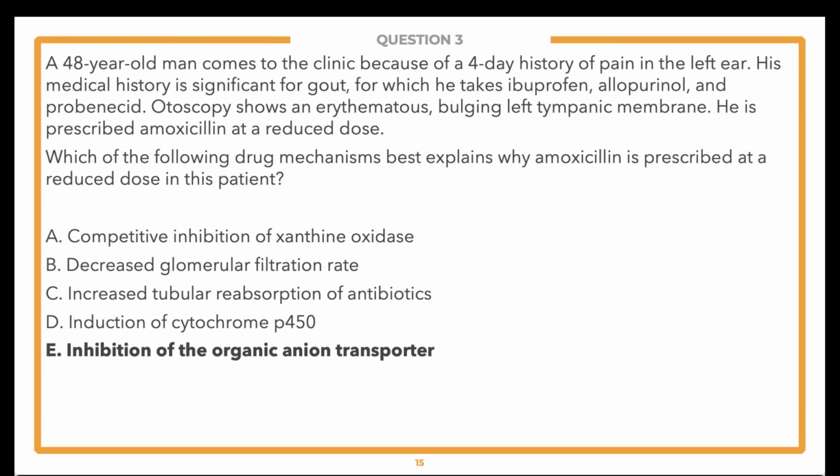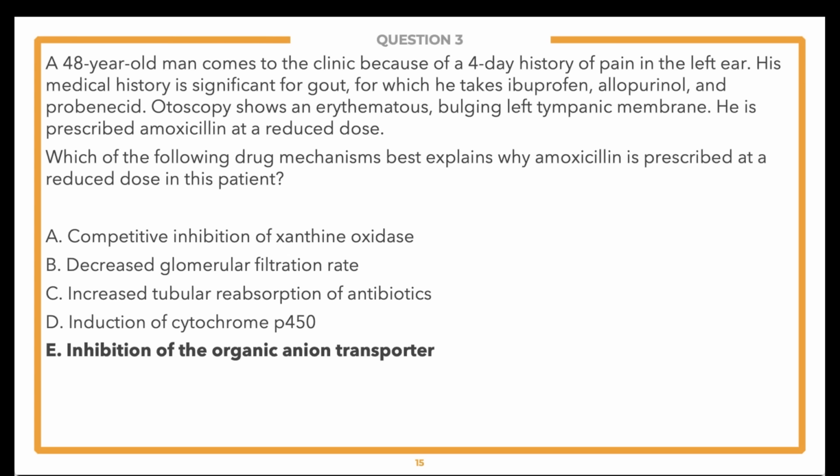C, increased tubular reabsorption of antibiotics. Antibiotics like penicillin and sulfa drugs, they're secreted by the renal tubules, but they're not reabsorbed. So that's not going to be the correct answer. Decreased GFR, ibuprofen. If you're thinking that answer, you may think, okay, ibuprofen is going to decrease GFR, but it's not going to be to the point where you need to reduce the dose of amoxicillin.